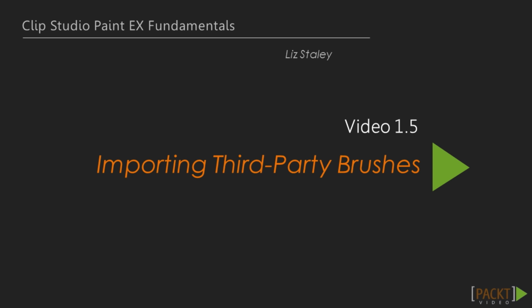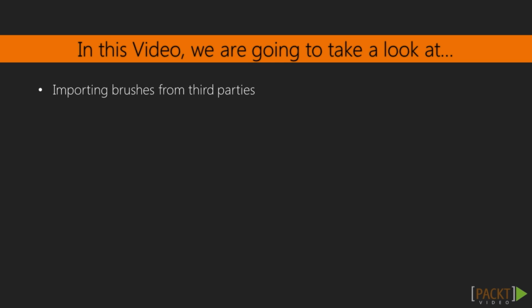Hi, welcome back. In the previous video, we learned how to create a brush using the ribbon feature. In this video, we are going to learn 2 methods for importing third-party brushes. These might be brushes that you downloaded from the Clip Studio or Smith Micro sites, and they have lots and lots of free brushes there, as well as brushes you can purchase for a small fee. Or they may be brushes from another user or a Gumroad store.